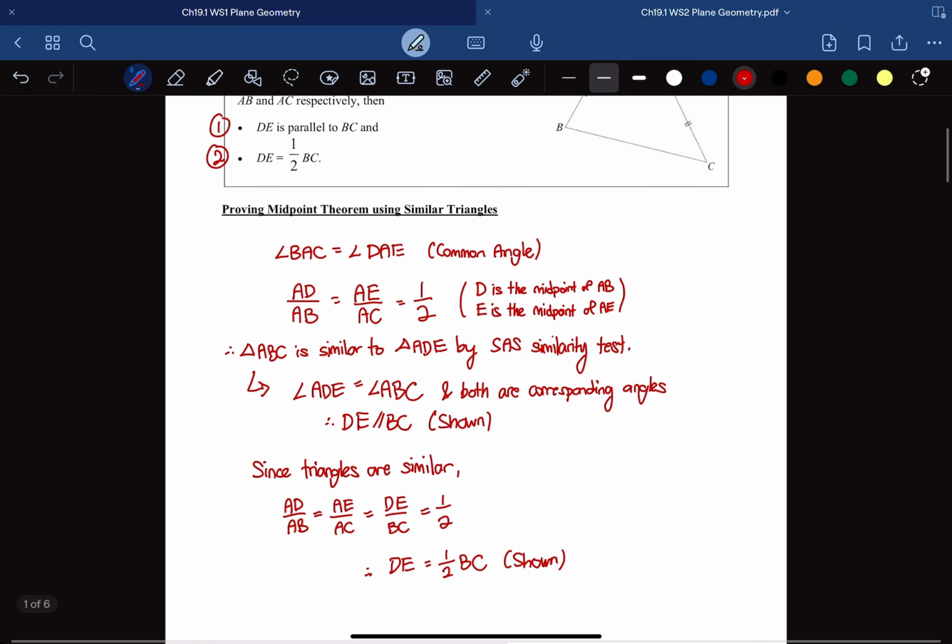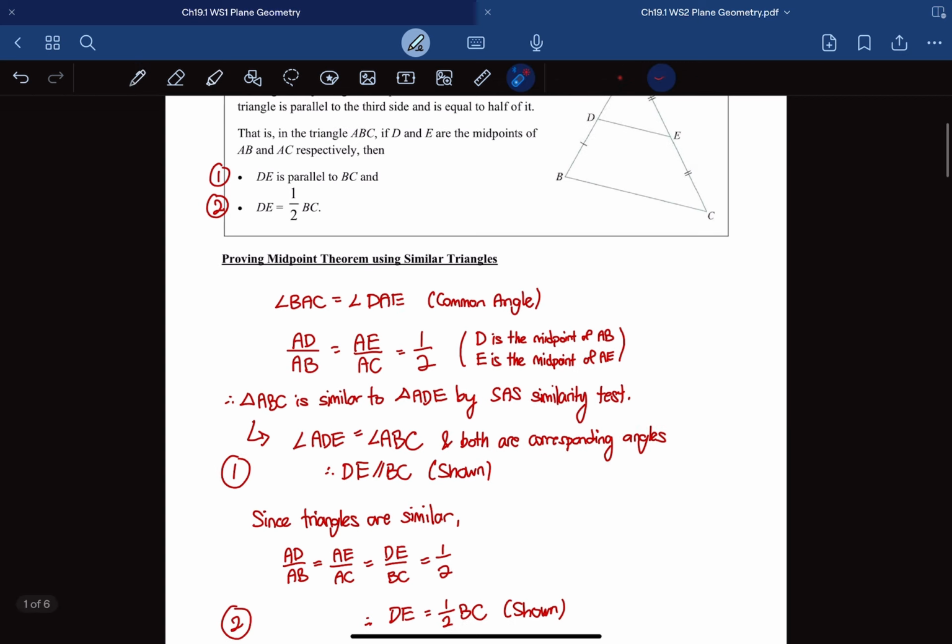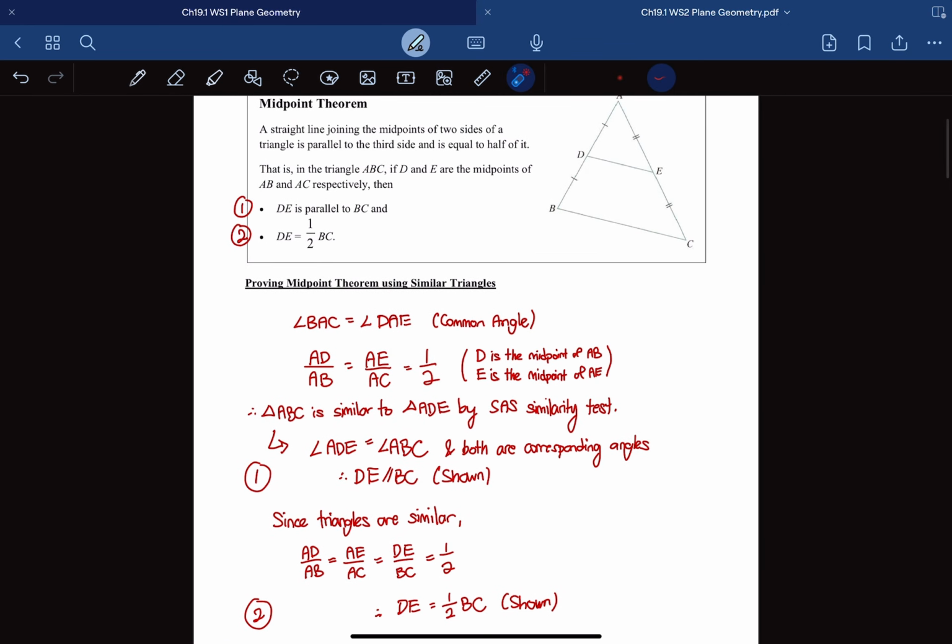So these are the two properties that we have shown: property 1 and property 2. Once I can identify two points which are the midpoints of the respective sides, and I form a line here, DE must be parallel to BC, and also the length of DE is half the length of BC.